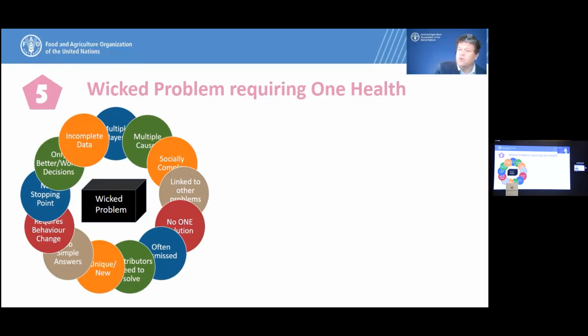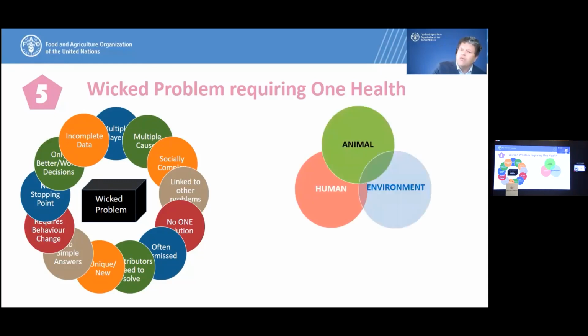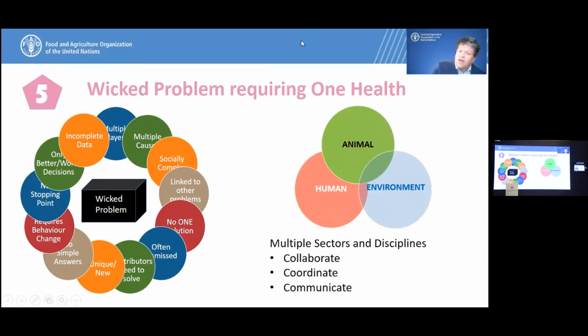Now, antimicrobial resistance is one of these problems. Other issues might be climate change, addressing poverty, this sort of thing. How do we address this idea that these disciplines are inextricably linked to one another, and that if we collaborate, coordinate, and communicate across these disciplines and across sectors, then we are more likely to come up with innovative solutions and untangle this wicked problem and come up with some solutions that we can move forward on.